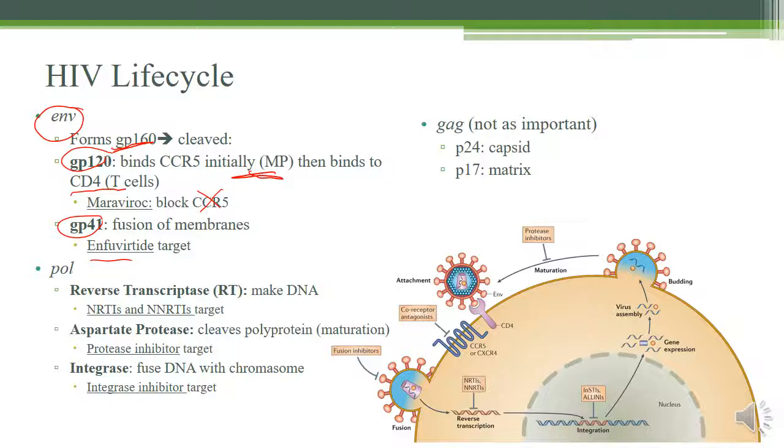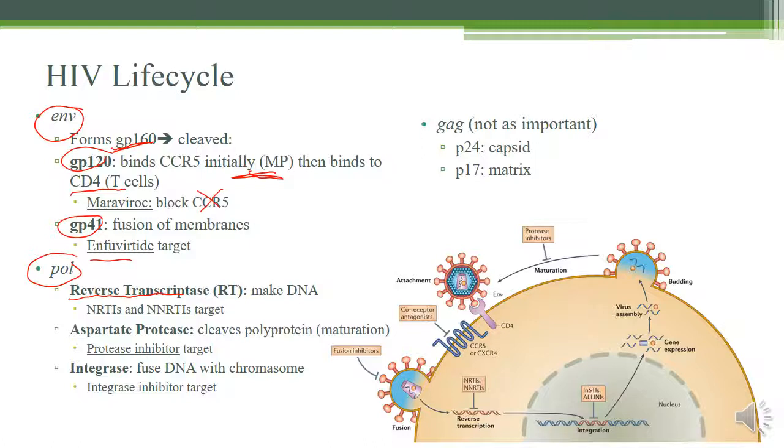The next gene we need to talk about is the POL, or the polymerizing gene, and this is important for the replication of the virus. It has three different enzymes that you need to know. The first one is reverse transcriptase, or RT. This reverse transcriptase turns the HIV's RNA into DNA, and what we can do is use NRTIs or NNRTIs to inhibit this DNA formation.